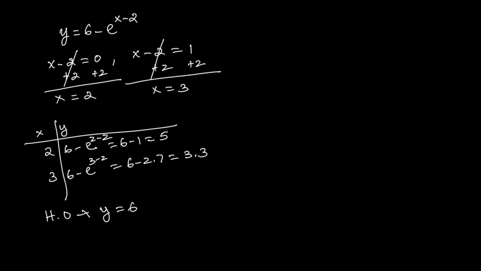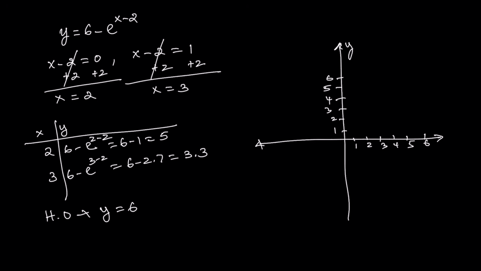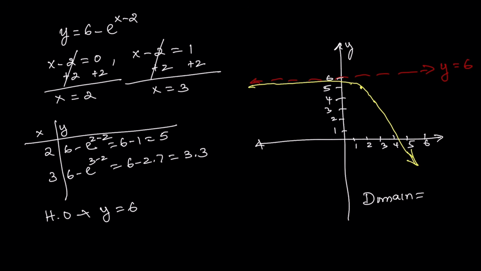To graph this function, first draw the horizontal asymptote at y equals 6. Then plot the points (2, 5) and (3, 3.3). Starting near the asymptote, sketch the curve downward through the points. The domain is all real numbers, from -infinity to infinity. The range is y less than 6.